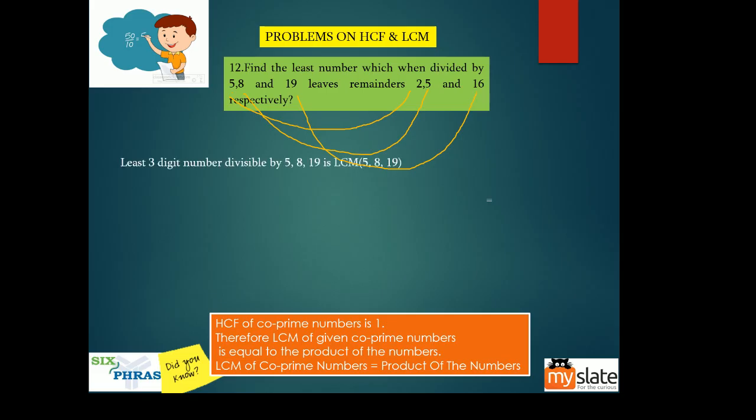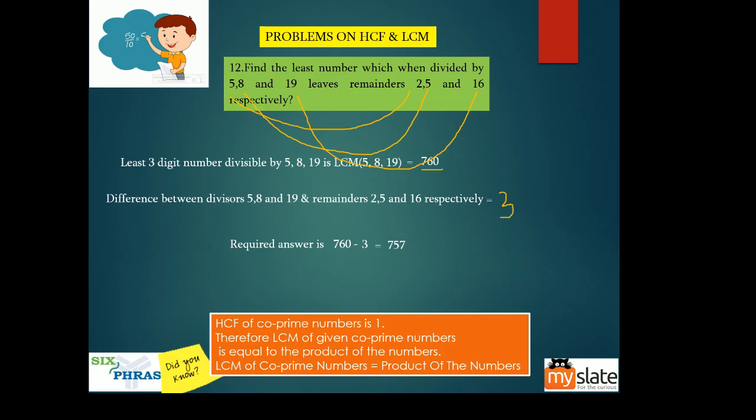See what happens. The least 3-digit number divisible by 5, 8 and 19, first find that out and keep it. It is 760. Now the next thing that you are going to do is find the difference between 5, 8 and 19 and the remainders 2, 5 and 16 respectively, which is equal to 3.